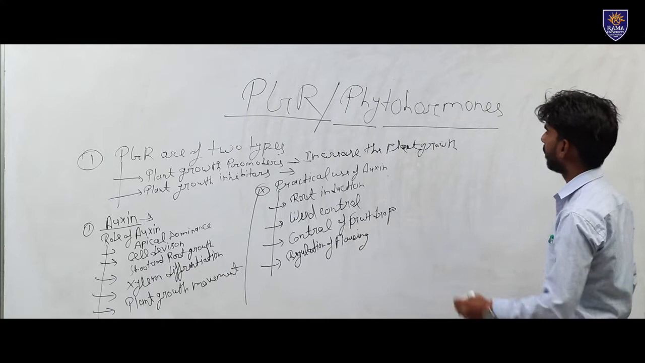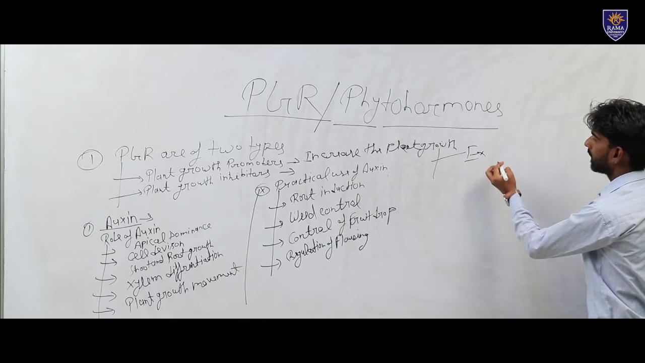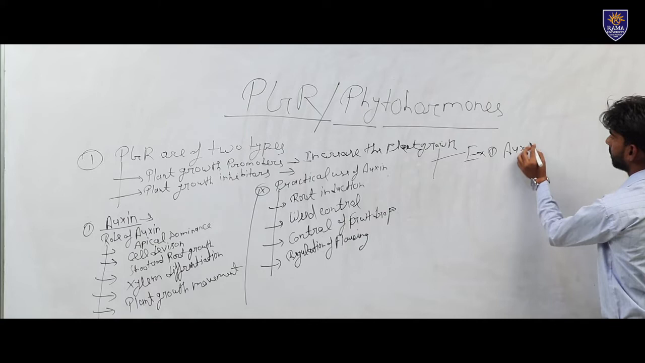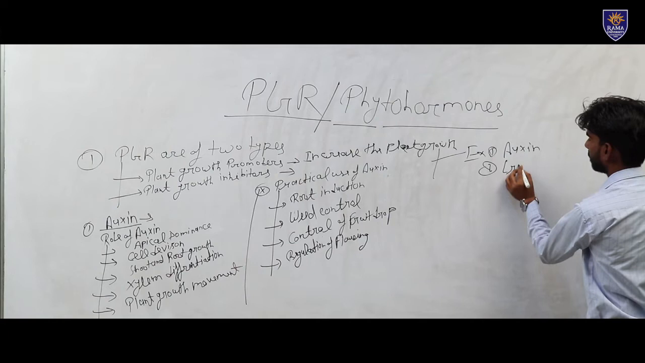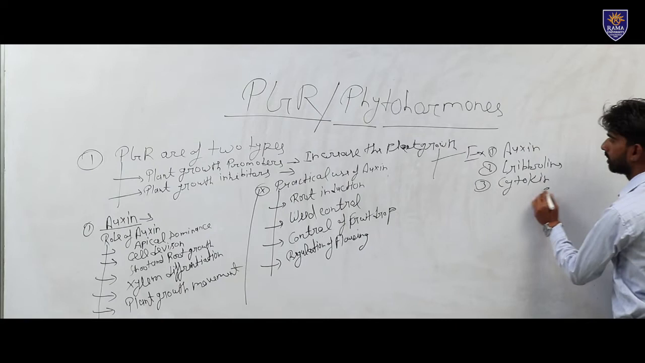For example, there are very important examples of plant growth promoters from the examination point of view. First, auxin. Second, gibberellin. And third, cytokinin. These are plant growth promoters. I will explain them after some time.